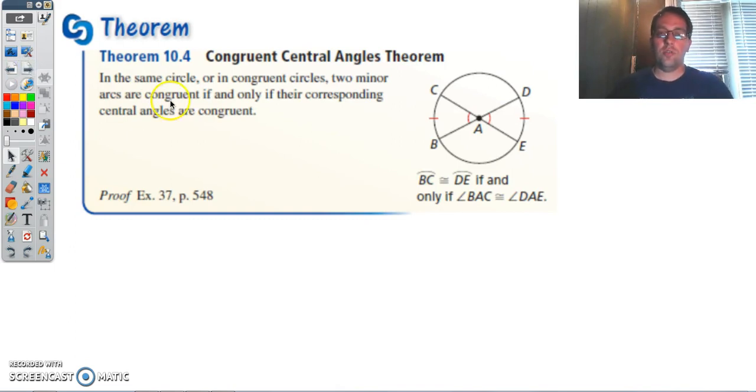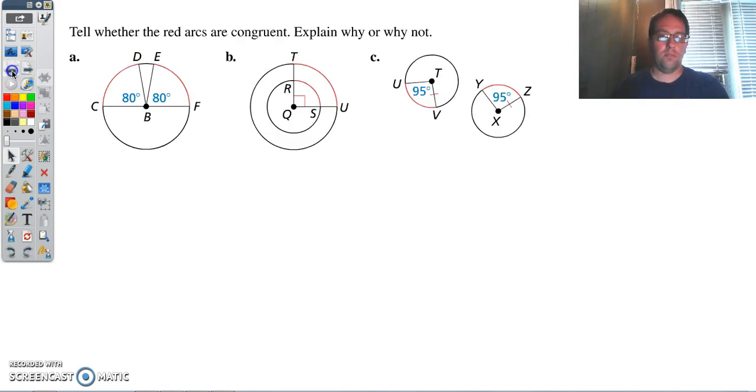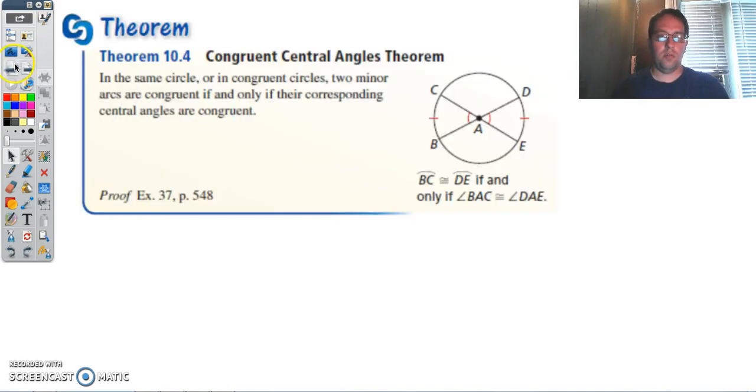Congruent central angles. In the same circle or in congruent circles, two minor arcs are congruent if and only if the central angles are congruent. So since angle CAB is congruent to angle DAE, that means arc CB is congruent to arc DE. Alright, so let's take, that was weird, it skipped a page.